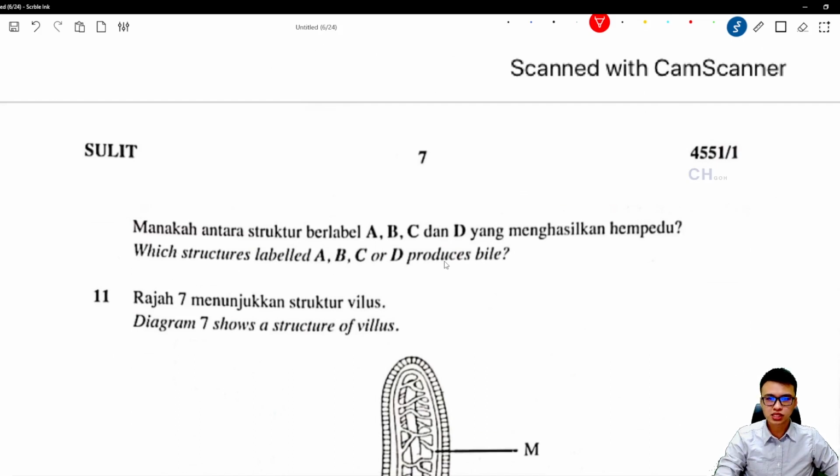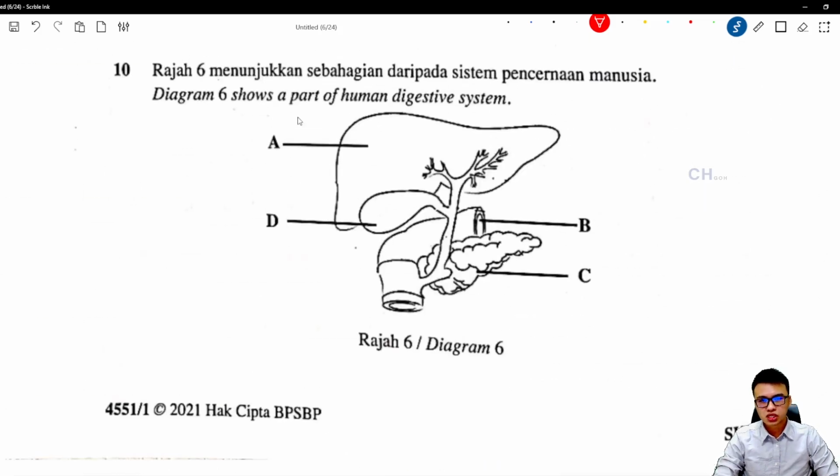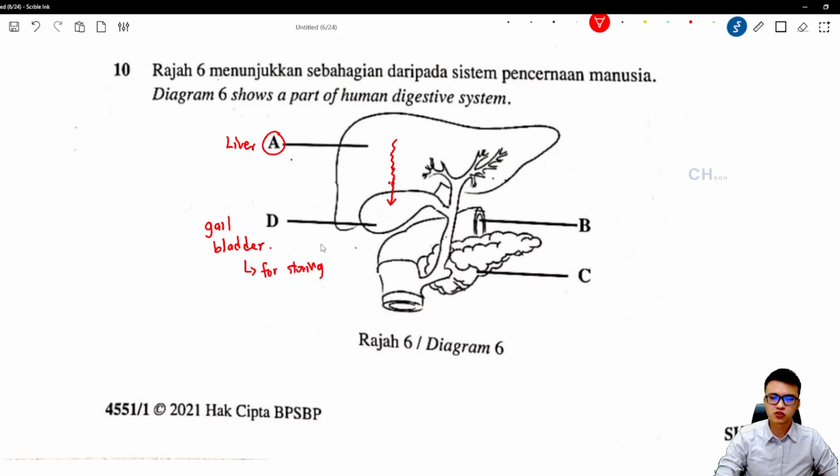Which structures label A, B, C, D produce bile? Now, please be careful with these words, produces bile. The bile is being produced by the liver. So this is the organ that produces the bile. But eventually, this bile will move into the D. D is the gallbladder. Gallbladder will not produce the bile. Instead, it will just store the bile. So if the question asks you which one produces the bile, then the answer should be A, liver, not gallbladder. Alright? So gallbladder only stores the bile, for storing purposes.